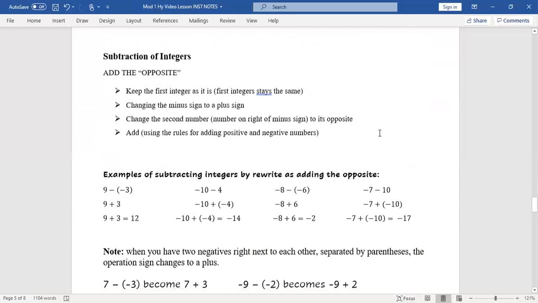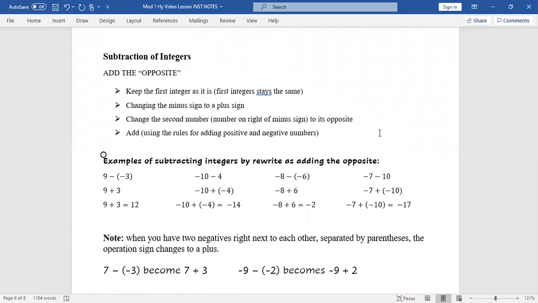Now, subtraction of integers is just a little bit different, but not much, because we're going to change it to an addition problem. All subtraction of integers can be changed to addition problems. What you simply do is you take the first number exactly the same. So keep the first integer just as it is.